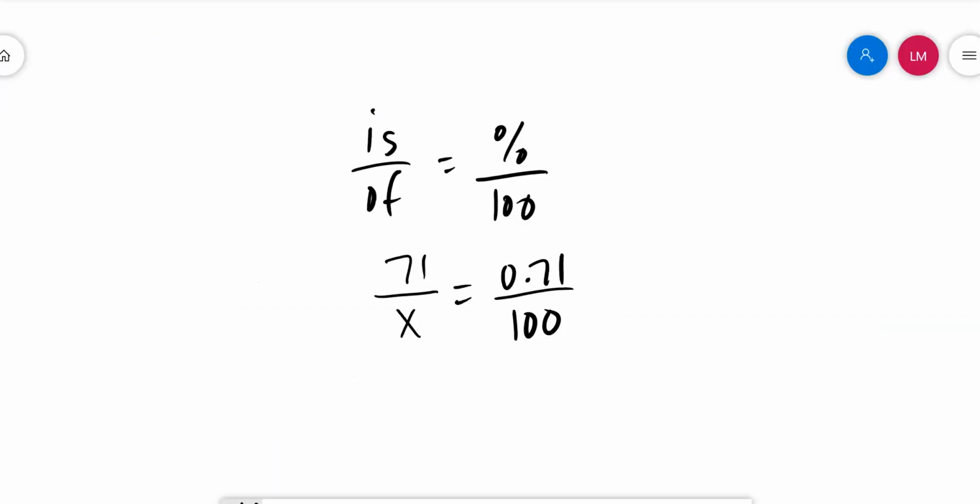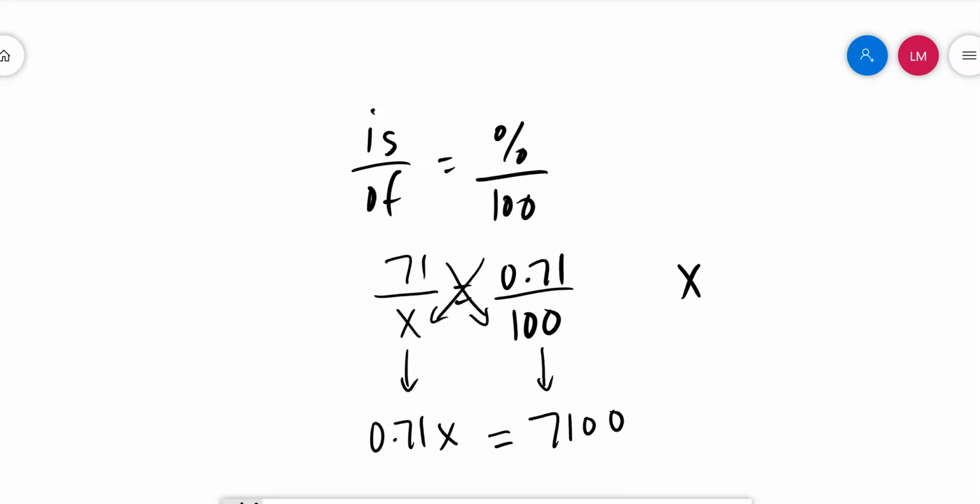Okay, so cross multiply. Here you should get 7100. Cross multiply this way, put our equal sign, 0.71x. So divide both sides by 0.71. I'm just going to give you the answer real quick. If we take that 7100 and divide it by 0.71, the number is going to get bigger. Okay, so the answer is 10,000.